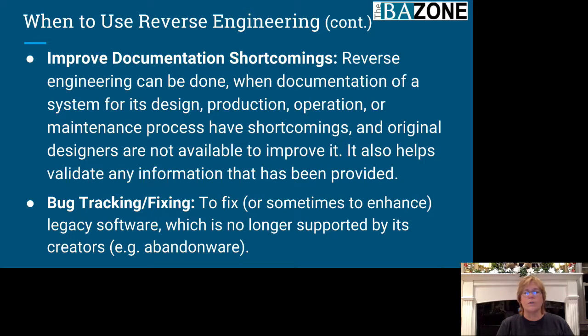You can also use reverse engineering for bug tracking or fixing, or sometimes to enhance legacy software which is no longer supported by its creators, such as abandonware. When you're talking about bug tracking or fixing and reverse engineering, there is a tremendous amount of information in the back end and the front end. So for bug tracking, you really want to be very specific about what you're looking for, so you don't get totally lost in the weeds, because it's easy to go off and say, ooh, let me look over here, especially if you're inquisitive. For that piece, you want to be direct, as opposed to looking at the entire system for shortcomings. But that's something you can definitely use reverse engineering for.